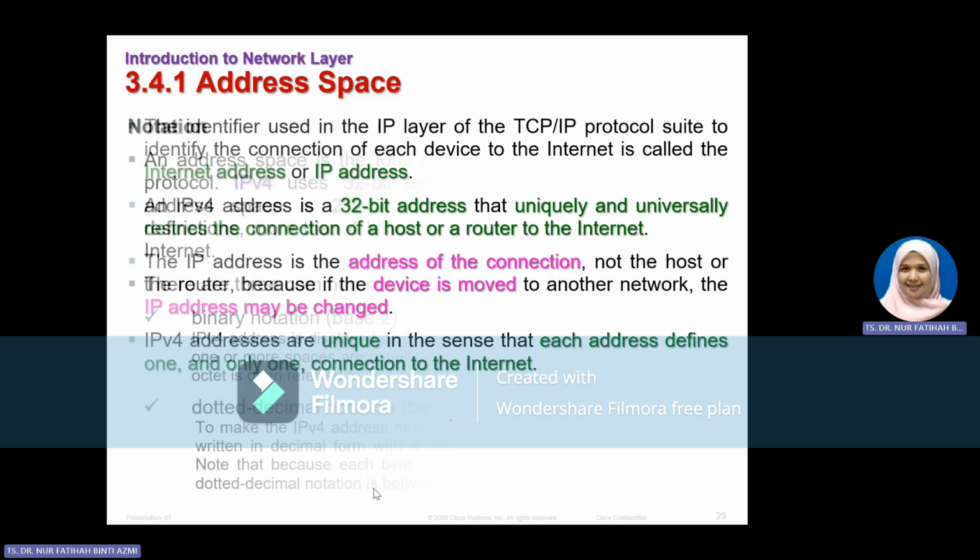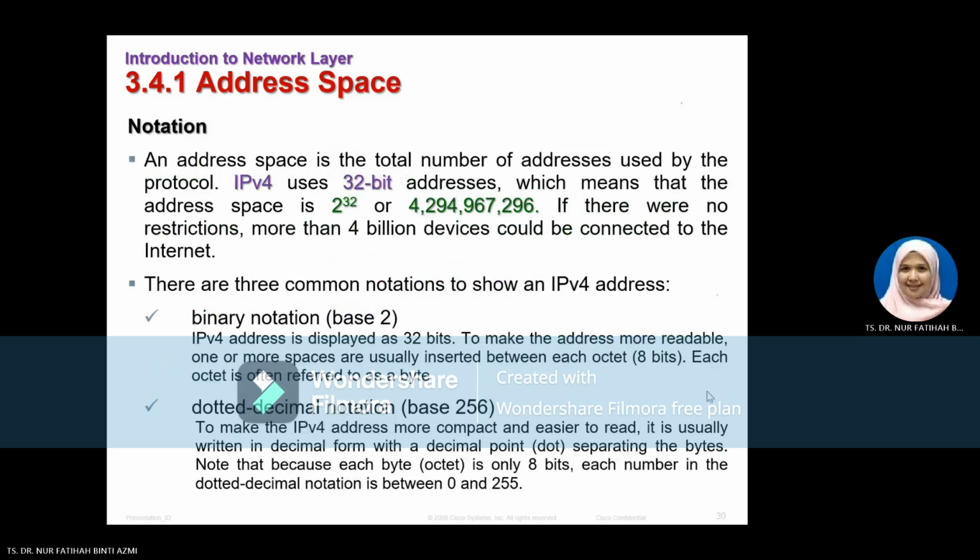Okay, so there are three ways to represent an IPv4 address. The first one is the binary notation. Binary is base 2, and it is a 32-bit sequence of 1s and 0s. The second one is the dotted decimal notation, which is the format of four decimal numbers separated by dots.